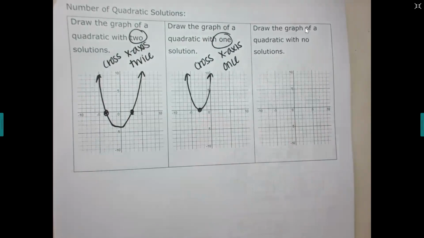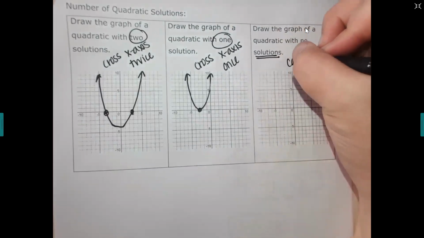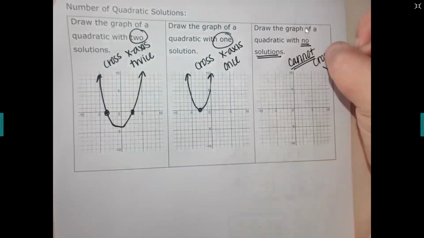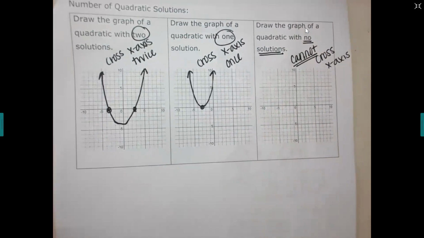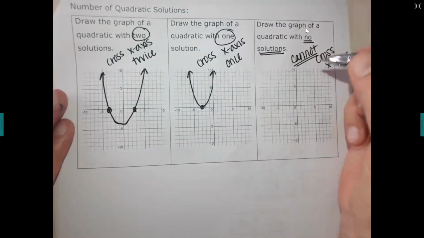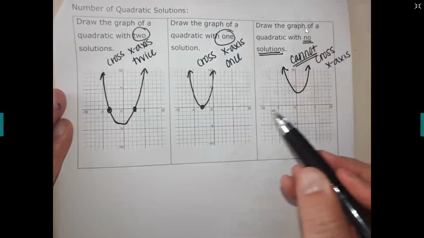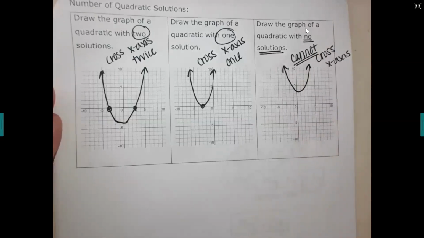Okay, the last option is that your graph could have no solutions. That means that it cannot cross the x-axis. And so if I'm looking for my graph to not cross the x-axis, then maybe I just want to kind of keep it up here. Okay, where it kind of like swoops down towards it, but then it doesn't make it, and then it goes back up. Okay.